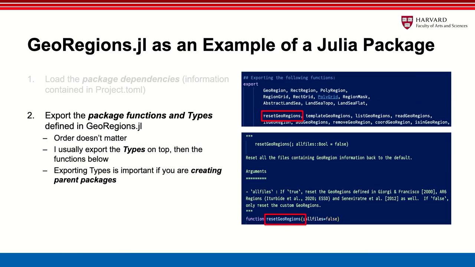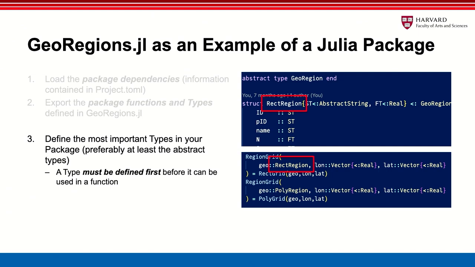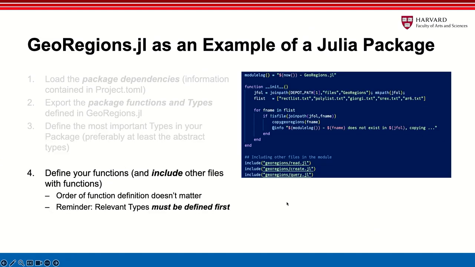So exporting types is important. And the type must be defined before it can be used in the function. For example, in the master file, I defined abstract type dual region first, and only after that I could use the rect region and poly region types. The next one is that to define your functions, the order of the functions doesn't matter, but I need to remind you again that the types must be defined first.